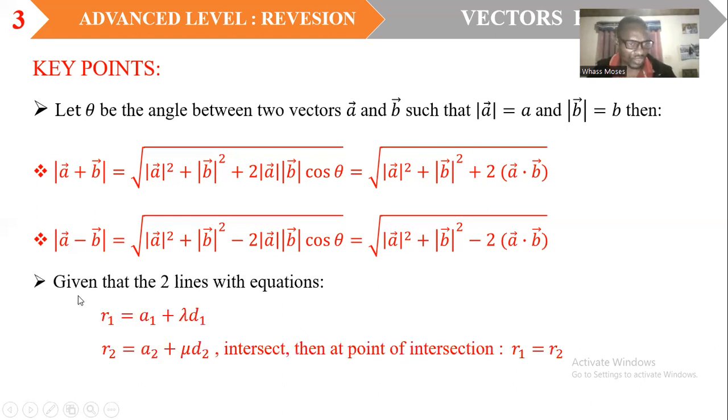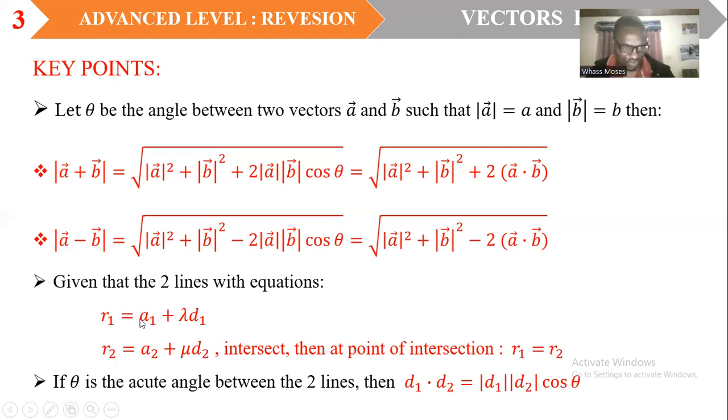Next, if we are given two lines with equations as shown, r1 is equal to A1 plus lambda D1, r2 is equal to A2 plus mu D2, and we are told that these two lines intersect, then at the point of intersection, r1 is equal to r2. So in a case like this, you just equate the two equations together.